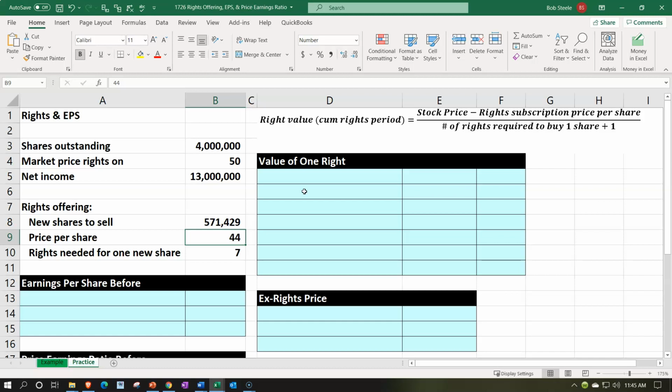So we are imagining that the current shareholders, the 4 million shares outstanding, are going to get 1 right per share, and they need to collect 7 of those rights in order to purchase 1 more share at the discounted price of $44, below the current market price of $50.